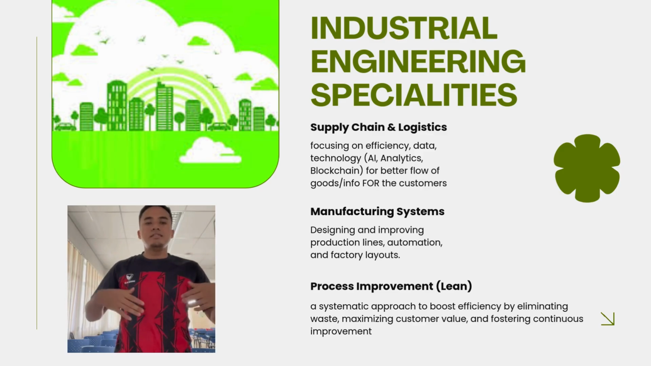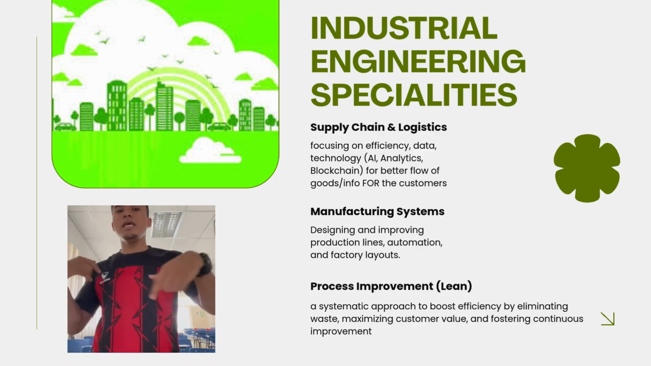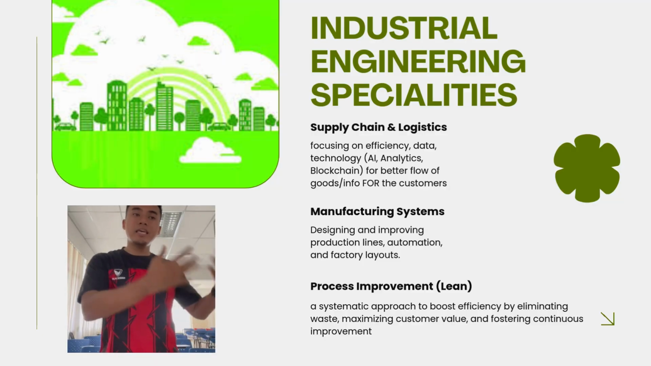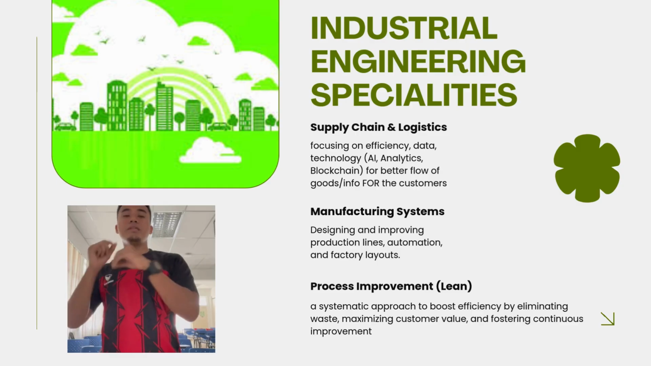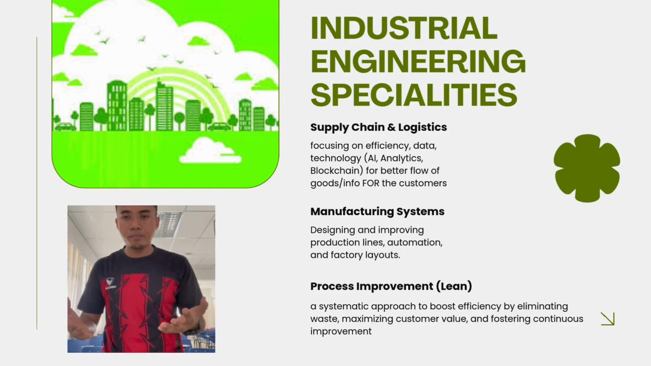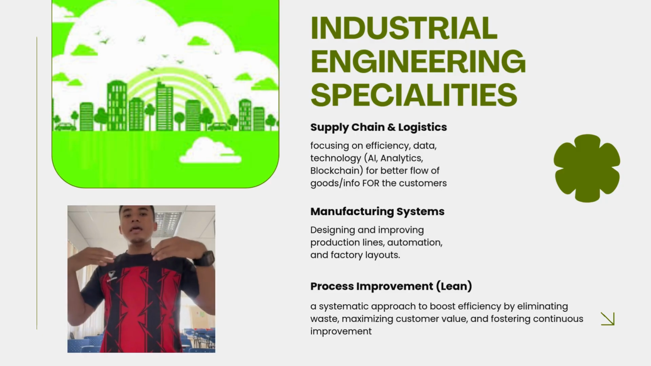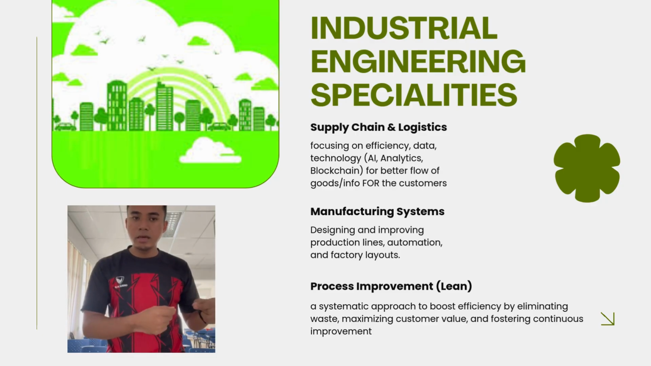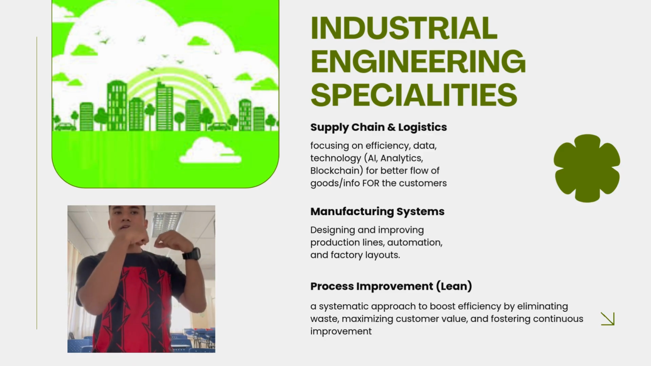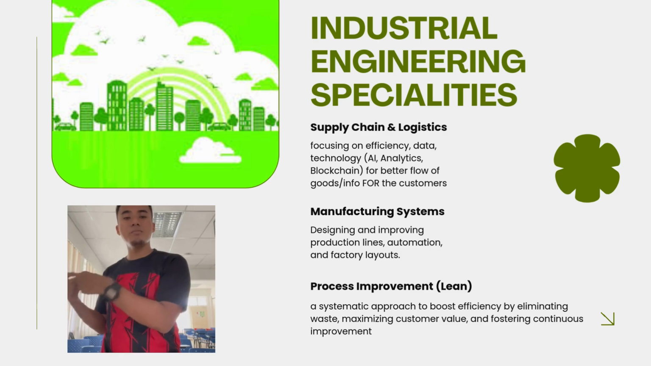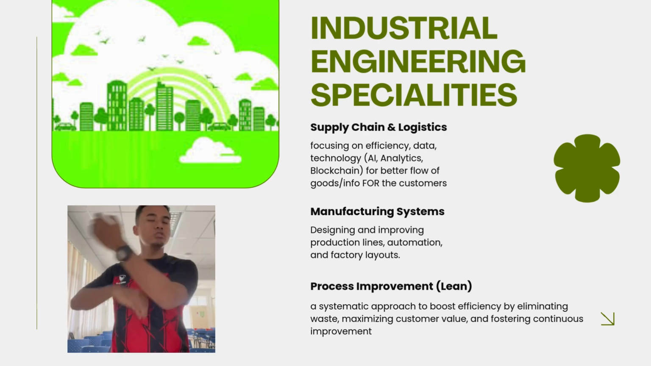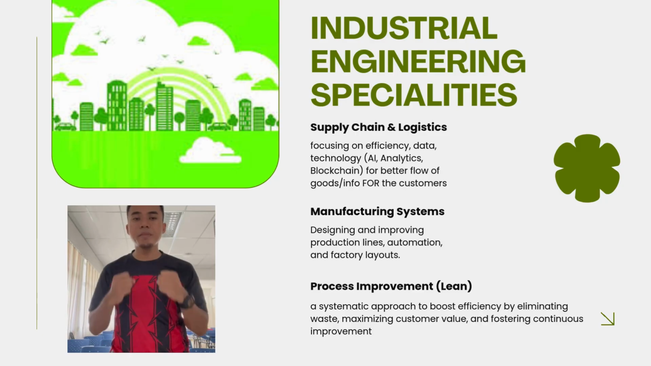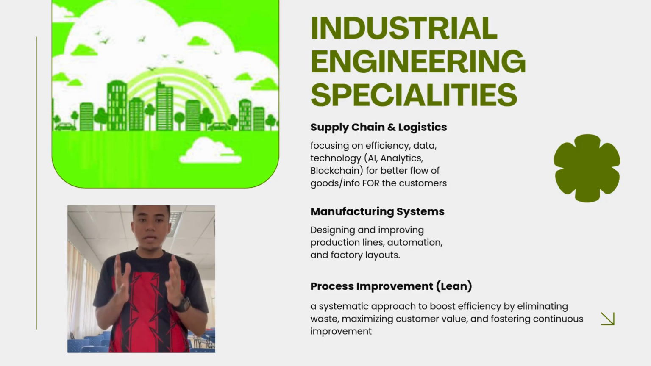Secondly, the manufacturing system. So in IE, we are going to learn about manufacturing systems. As an IE, they need to design and improve. For example, an IE designs the production line. They do the simulation. They see if the production line fits the system or not. And they do the automation and decide how the factory system is going to work. That's the job of an IE.